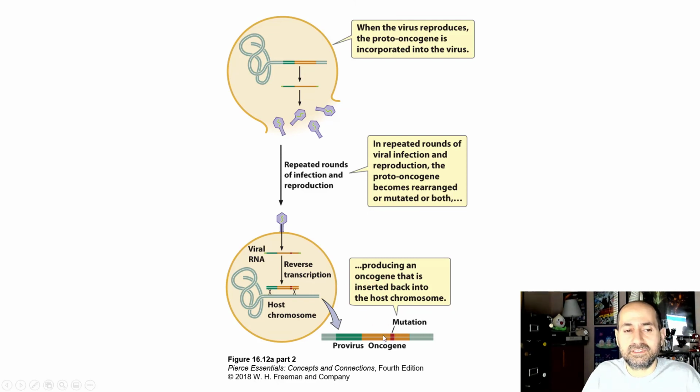Because now that proto-oncogene is known as an oncogene because it has become mutated into an oncogene. So do you see what happened? In the first round of infection, the virus was able to insert its genome next to your proto-oncogene, and then it was able to remove that viral genome along with the proto-oncogene, package it into virus.